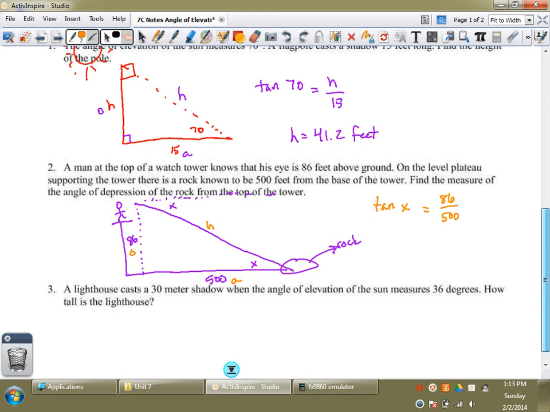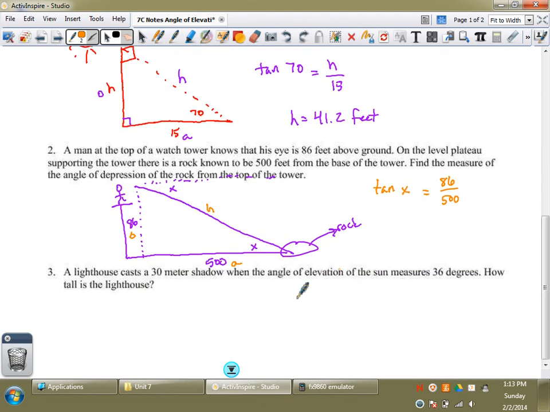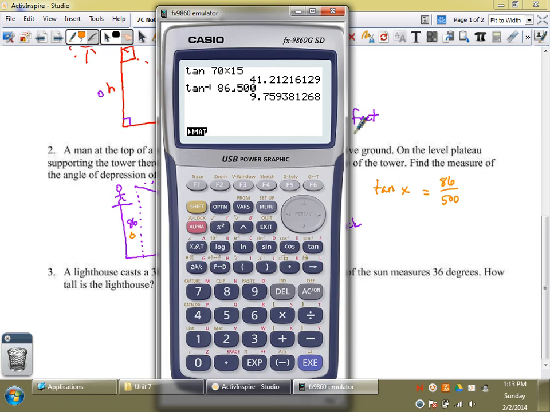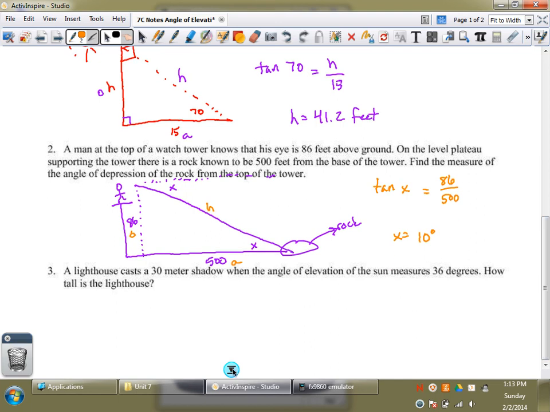9.759. Let's check our directions here. Round angles to the nearest degree. So angles to the nearest degree, that would round up to 10. So the answer is x equals 10 degrees. Let's take a look at number 3.